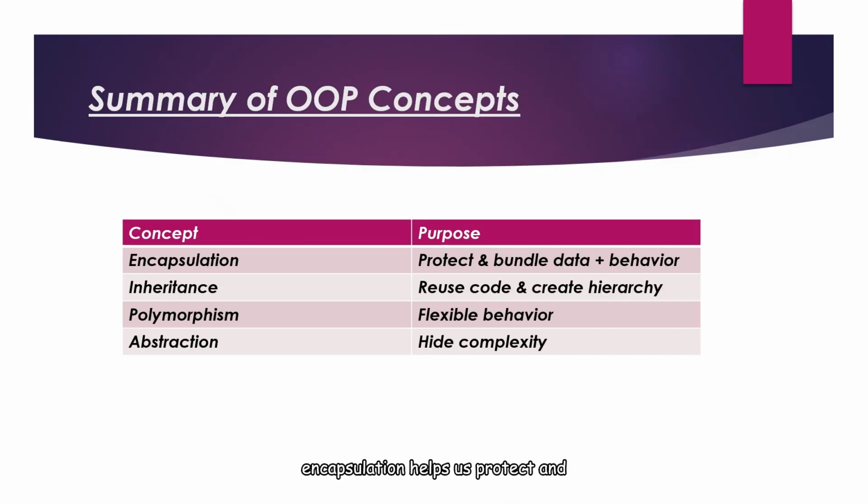To summarize, encapsulation helps us protect and bundle data. Inheritance supports hierarchy and reuse. Polymorphism enables flexible behavior, and abstraction helps us hide complexity. Together, these principles form the backbone of good object-oriented design.